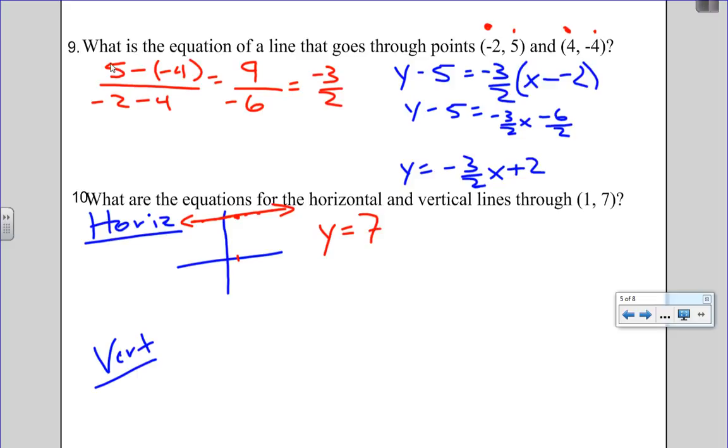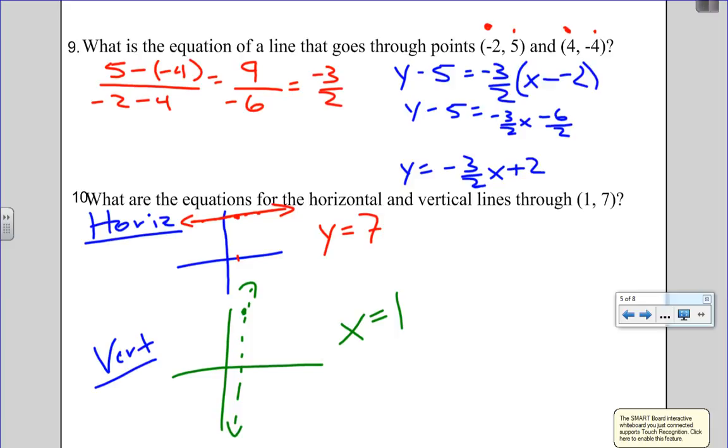What is the slope of our vertical line going through that point? Well, my y value is not always a certain number, but my x value is always 1. So that's the equation. Vertical lines are always x equals. Horizontal lines are always y equals, because horizontal lines always have a constant y value and vertical lines always have a constant x value.